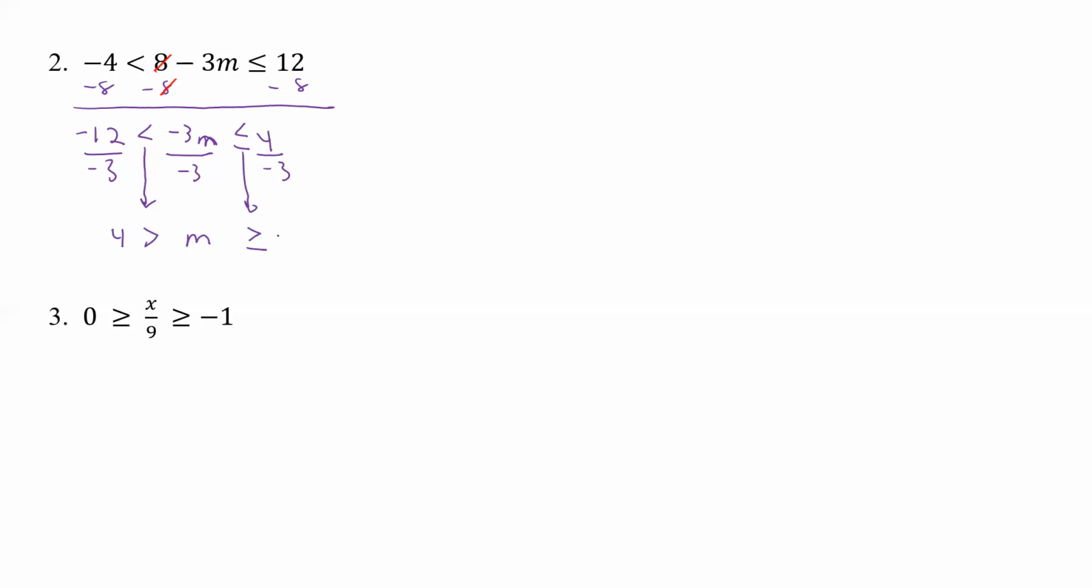4 divided by negative 3 is negative 4/3. All right, so let's graph this one. Somewhere here is a 4, and this is a negative, so it's a negative 4/3. So it's somewhere on the left, because somewhere here in the middle is going to be a 0.